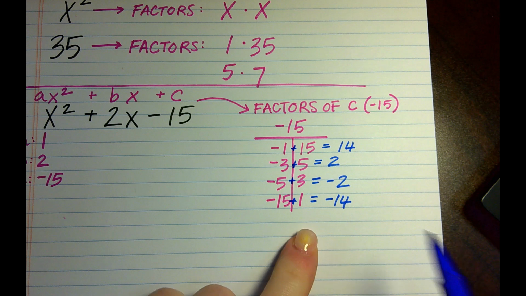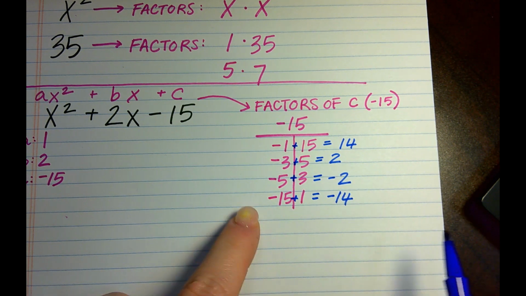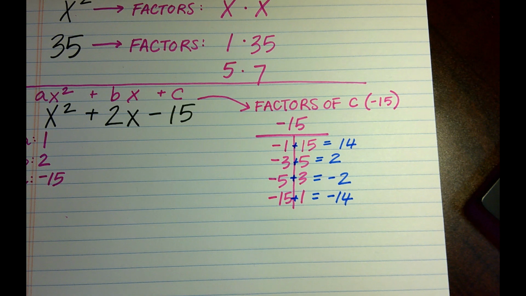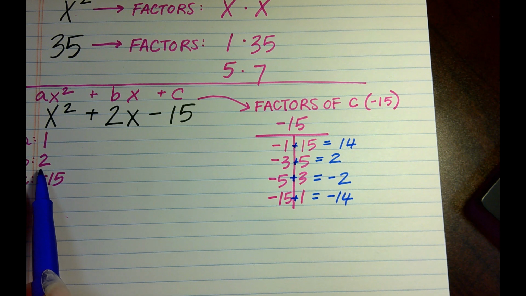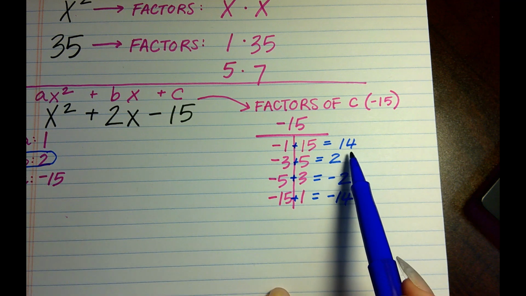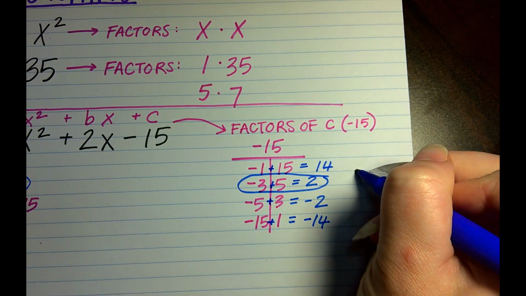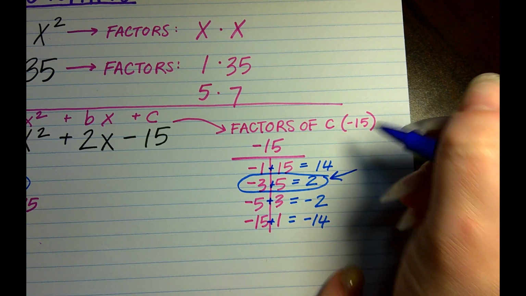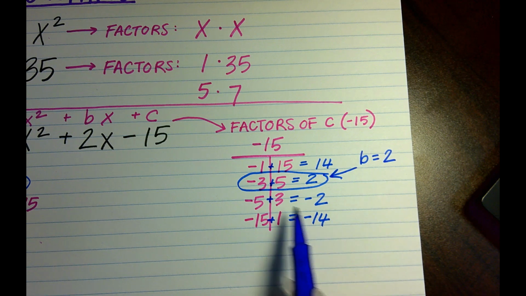There's a lot of steps here. So I've added my factors, and what I want to see is which pair of factors that when I add them together is going to give me the same number as my B. My B is 2. Negative 3 plus 5 gives me 2. So we're going to circle that one. And I'm going to write over here, b equals 2. I want it to add up to b.